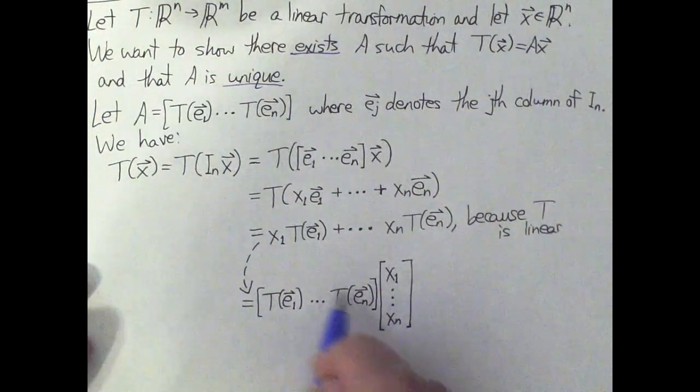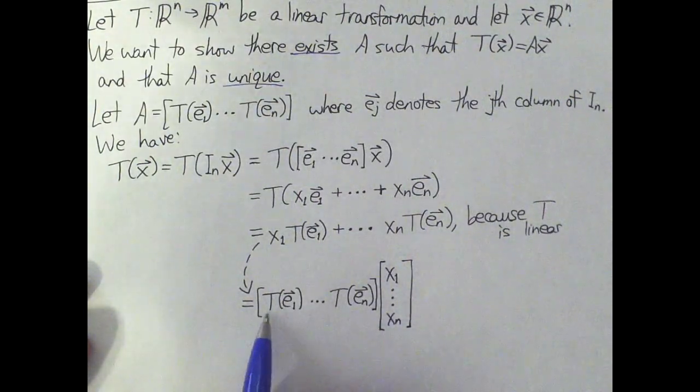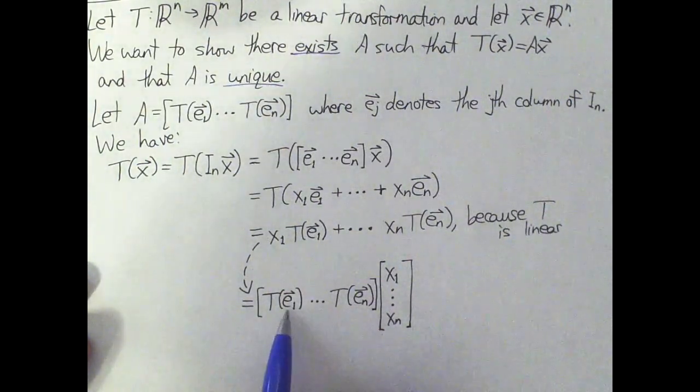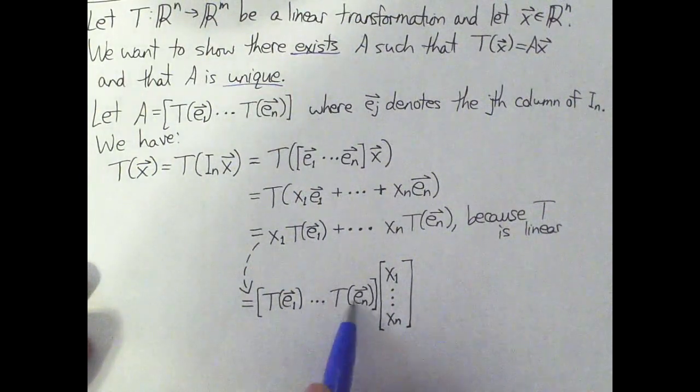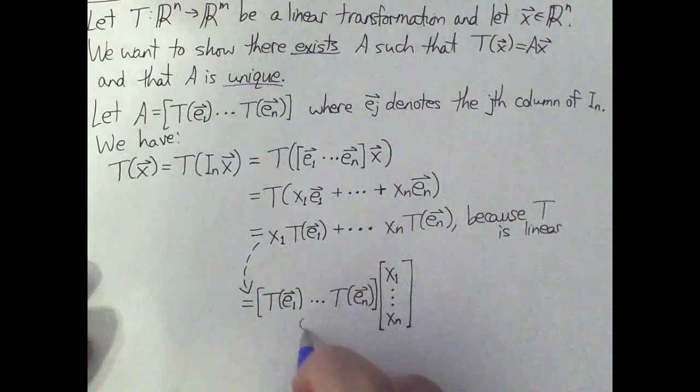How big is this? This right here. This is a matrix, right? And it has n columns. You can see that there's 1, 2, 3, up to n. So it has n columns. So if I were to talk about the size of this, it's something by n.